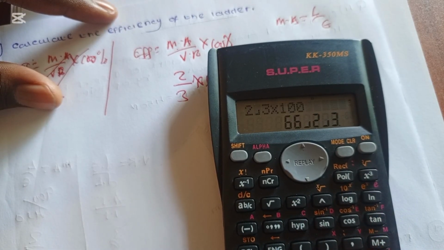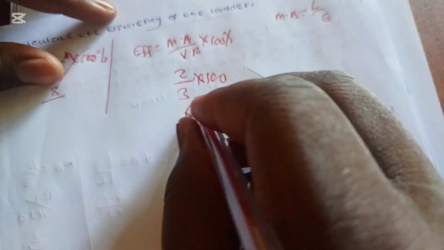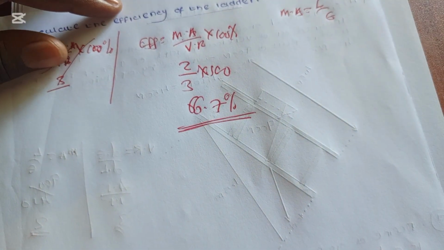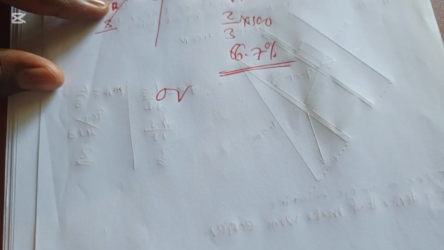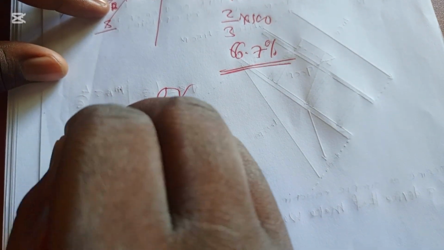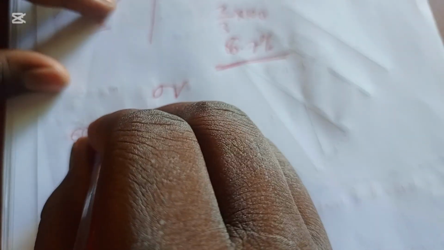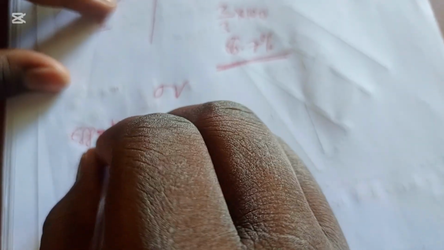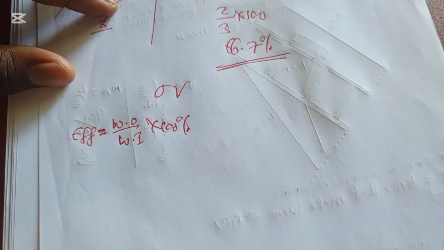The answer is 66.66, which is 66.7%. But if I want, I can also use the other formula. I can say efficiency is equal to work output over work input times 100%.